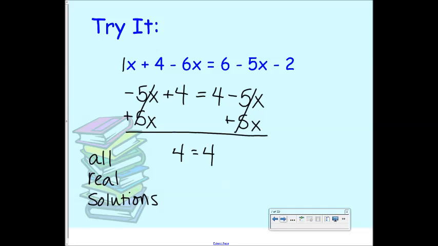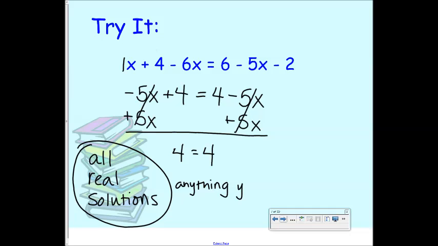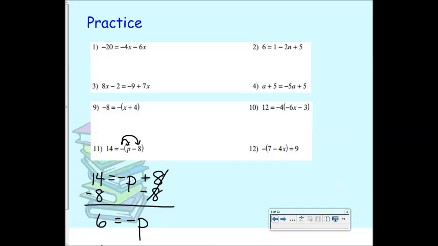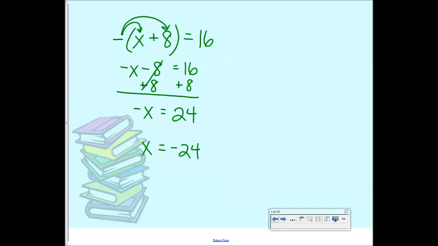Okay, so we call that all real solutions, which just means anything you plug in for x, or whatever your variable is, will work. Okay, whereas back here, I'm going to go back for a second. So whereas here, the only thing I could plug in for x was what? Negative 24. If I plugged in something else, would it work? No, it would not give me an equivalent statement. It would not work. But here in this long equation, if I plug in anything, it will work. And that's what we call all real solutions. Yes?